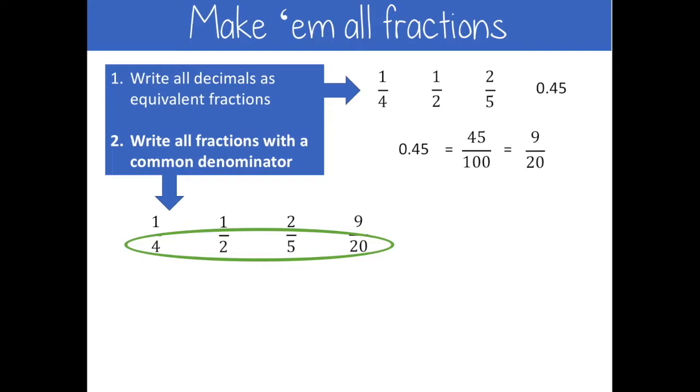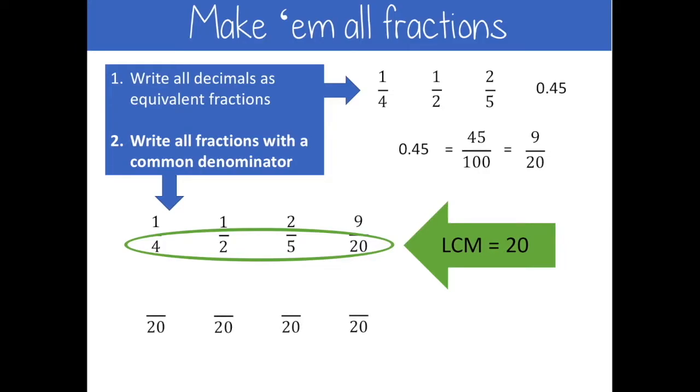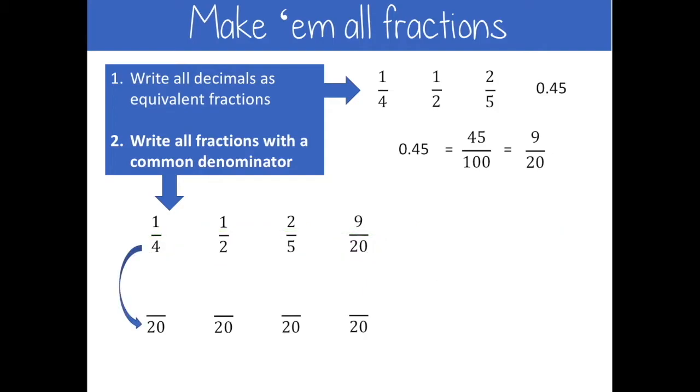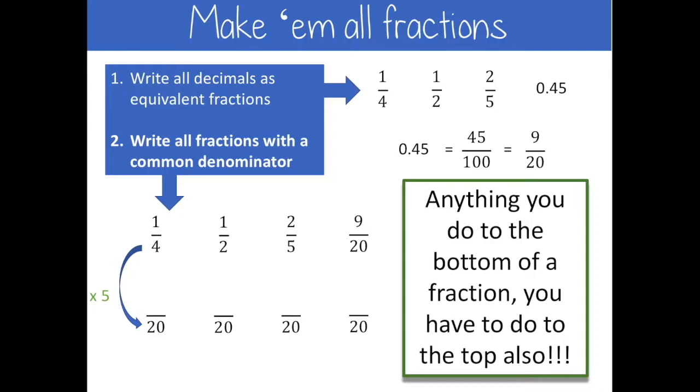As you can see, we have a bit of work to do. The first thing is to find the least common multiple of all of these numbers. So the least common multiple of 4, 2, 5, and 20 would be 20. Then we'll have to rewrite each fraction with the denominator of 20. So let's do that. Okay, the first one. How do you get from 4 to 20? Well, you multiply by 5. So anything you do to the bottom of a fraction, you have to do to the top also. So we'll multiply the top by 5 as well.